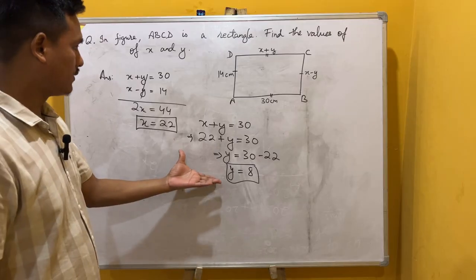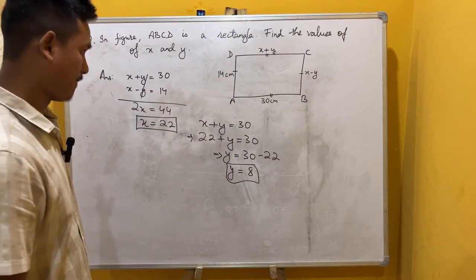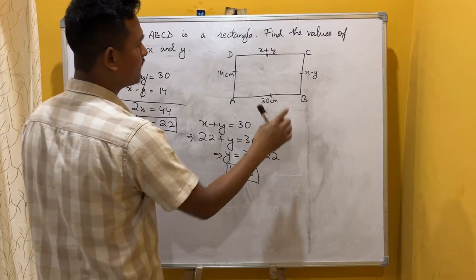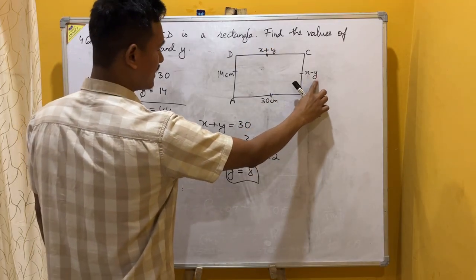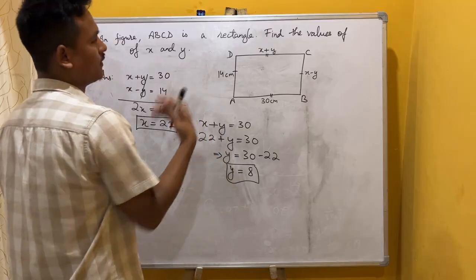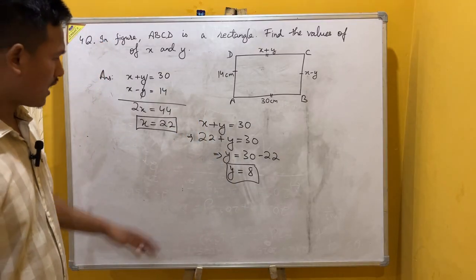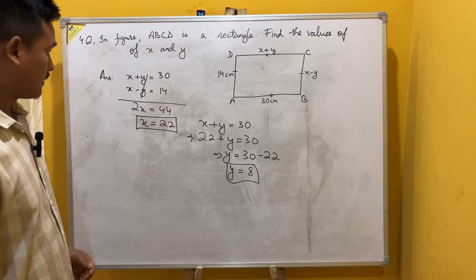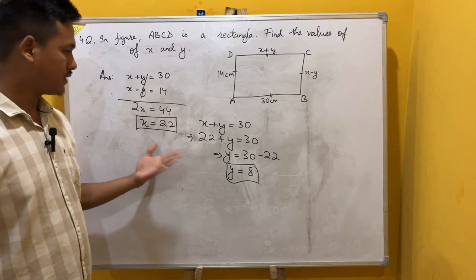To check if it's correct, you can look at the figure here. 22 plus 8 is 30, so 30 equals 30. 22 minus 8 is 14. So our answer is correct. And this is how we solve the question.